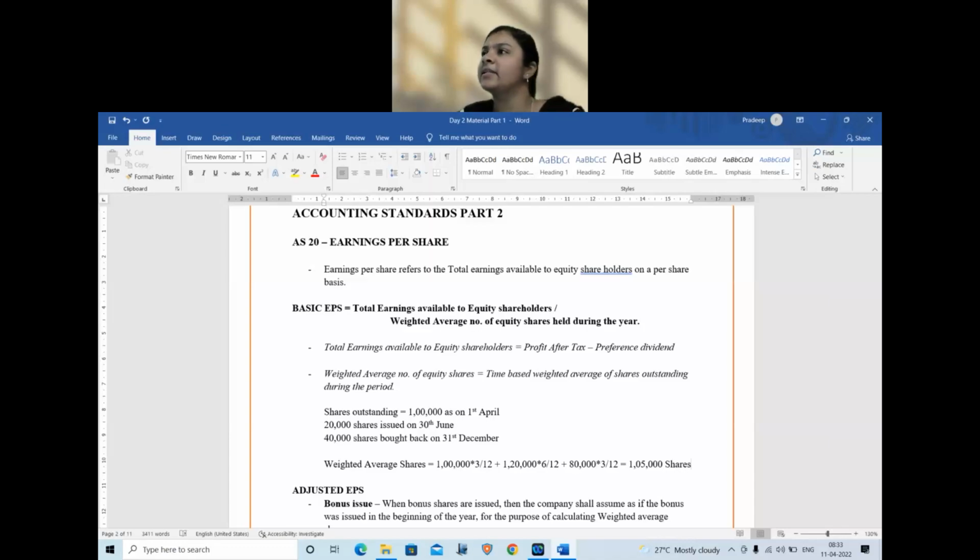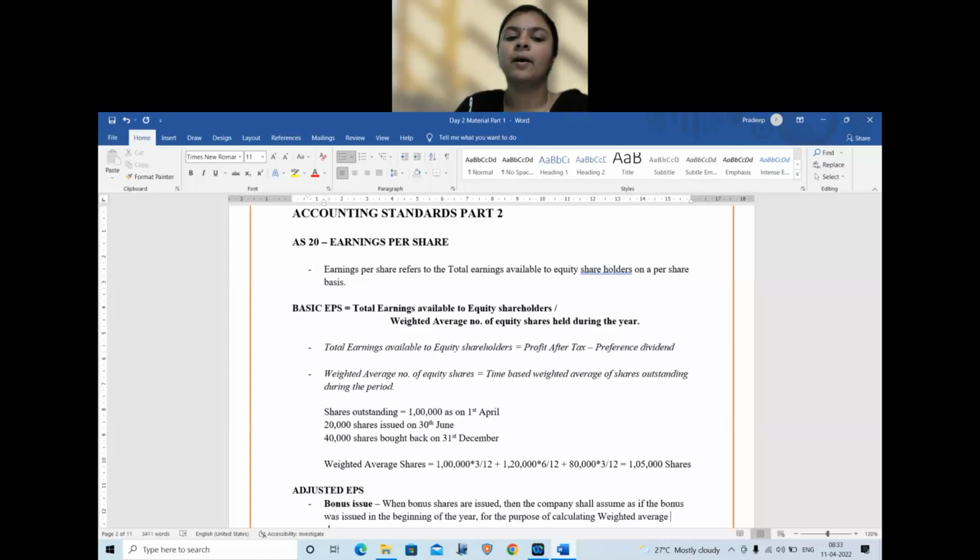And the numerator is simple. The numerator says total earnings available to equity shareholders, which is profit after tax minus preference dividends. Right. So this is part 1, which speaks about basic EPS.